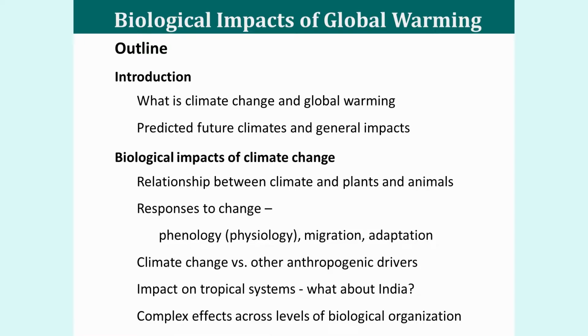With that, I will talk more specifically about the biological impacts of climate change, talking about the close relationship that plants and animals have with their climate, how they respond to changes in the climate in terms of their function and performance. I will try to contrast climate change versus other anthropogenic drivers of change that we're seeing and how these affect ecosystems. And finally, a little bit about the impact of climate change on tropical systems, and particularly I'll introduce some information we have about forests and trees in India, and finish off with trying to appreciate how a lot of these effects are complex and affect biological systems at all levels of organization.